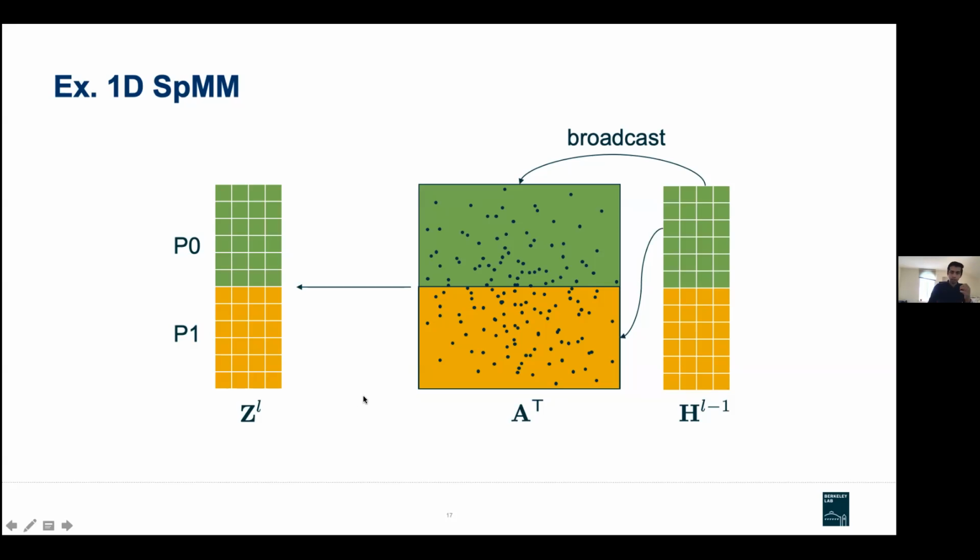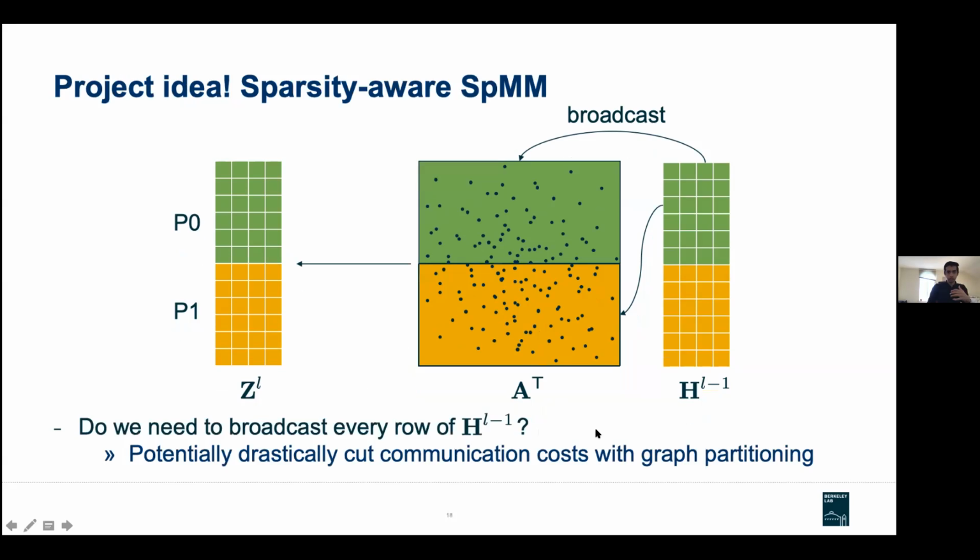The reason I talk about this 1D SPMM just as an example is that this leads into a couple of different project ideas that have crossed our mind. One of them is to make this 1D SPMM algorithm into a sparsity-aware algorithm. What does that mean? Right now, what happens is when we take a block row of H, we broadcast the entire block row of H to every other process in our process universe.